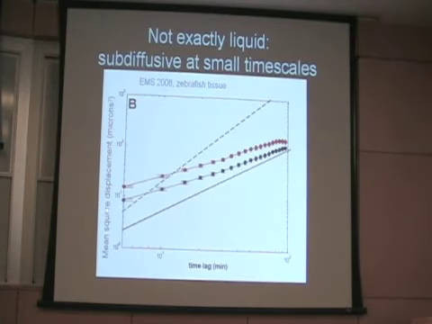Another point is that it's not exactly a liquid. This is a plot of the mean square displacement as a function of time window. And this is a slope 1 on a log-log plot. So you can see that at long time scales, it is diffusive. But at shorter time scales, it's subdiffusive. And in general, this is sort of an indication of caging or glassy or frustrated motion at these shorter time windows.